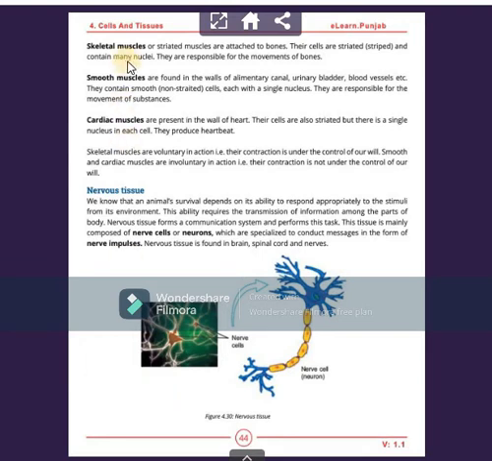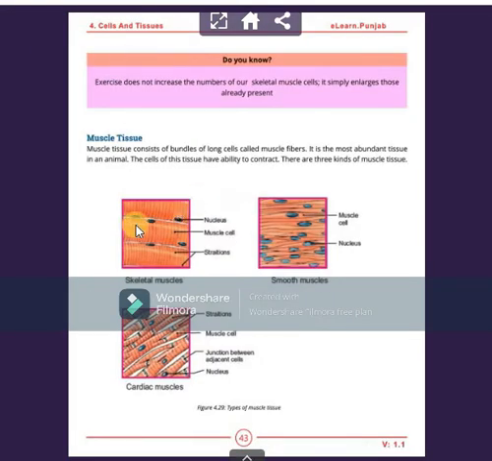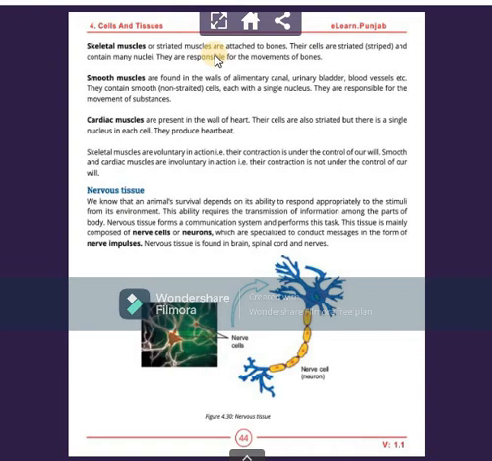Then the skeletal muscles, you can see in the figure, these are the nuclei present in these muscles. Skeletal muscles, or striated muscles, are attached to the bones. Their cells are striated and contain many nuclei. They are responsible for movement of bones. Smooth muscles are found in the walls of the alimentary canal, urinary bladder and blood vessels. They contain smooth cells, each with a single nucleus. They are responsible for the movement of substances.